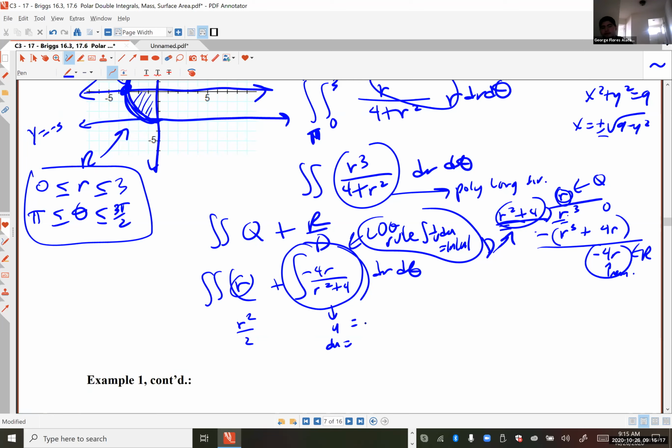u is r squared plus 4. Mm-hmm. And du is 2r dr. Okay, that sounds about right to me. And it looks like we do have a 4, I can pull the negative 4 out, and then when I put my 2 in, I'll divide out by 2. So it'll look like this, right?